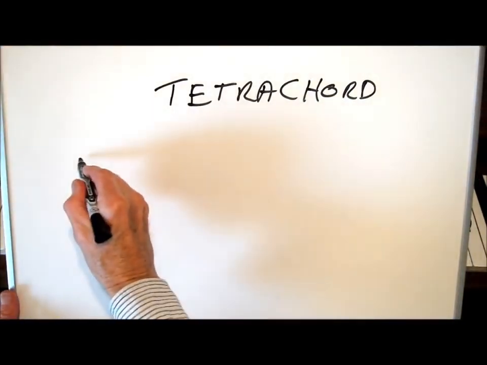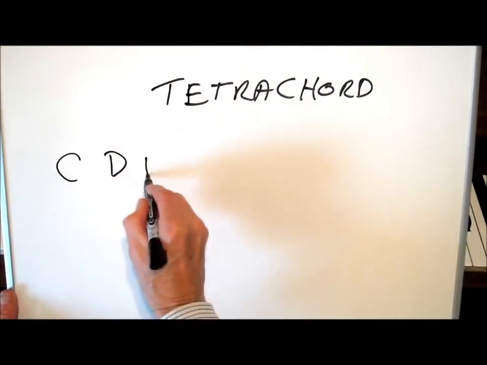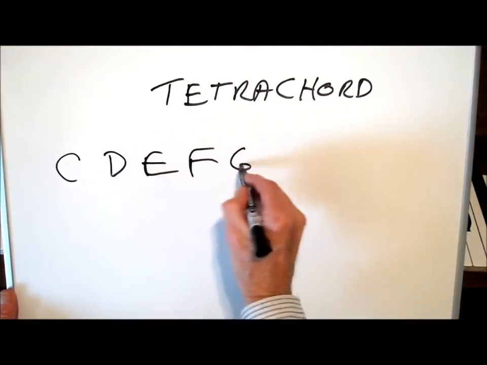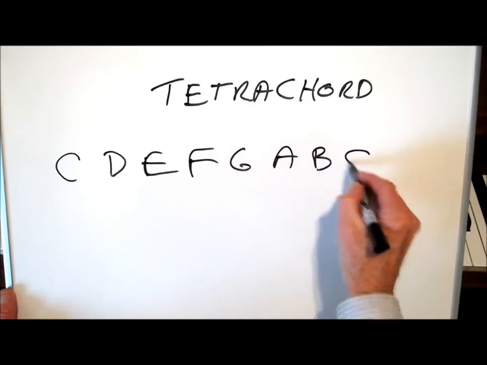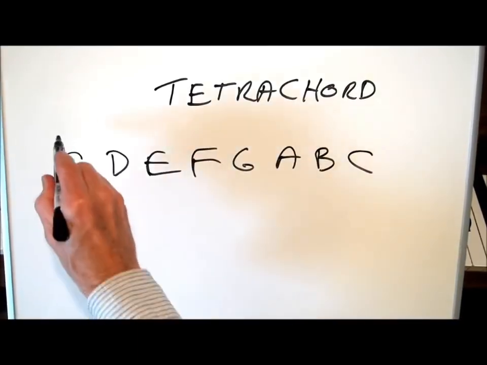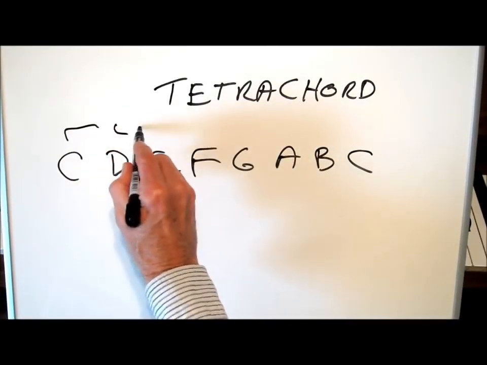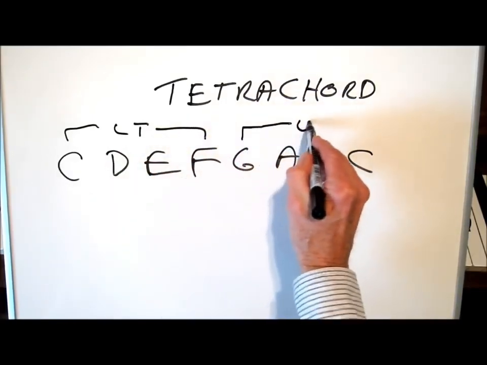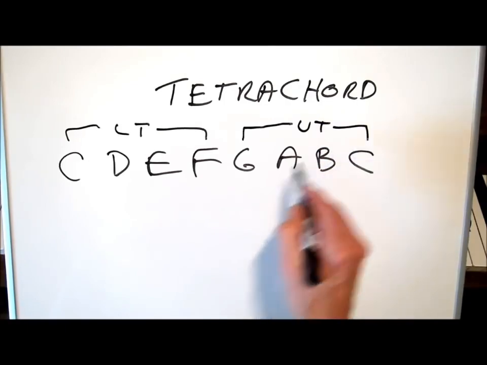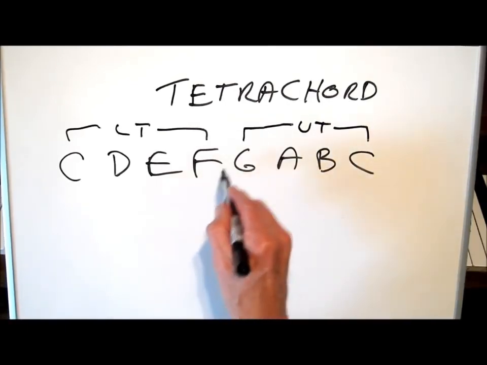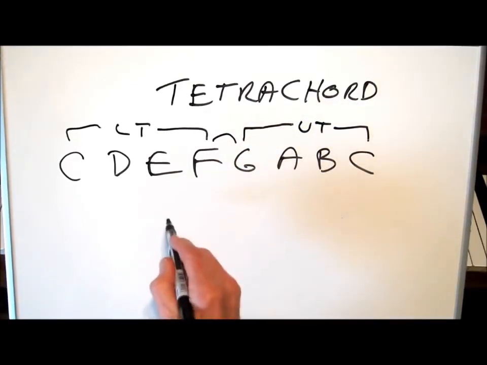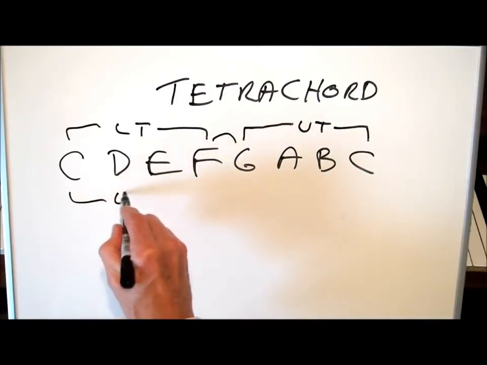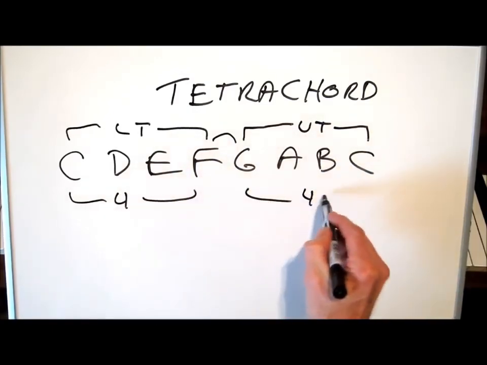Okay, now we take the C scale from C to C. And we can see now that we have a lower tetrachord, these 4 notes, and then we have an upper tetrachord. And then we have this bridge or link between the 2. Here we have a perfect fourth, here we have another perfect fourth.